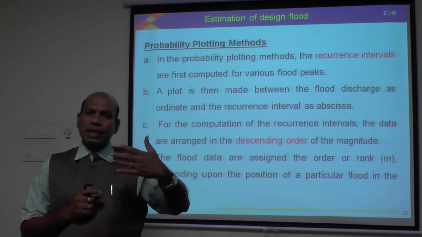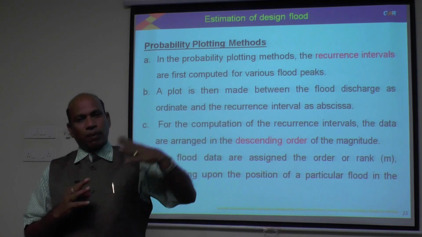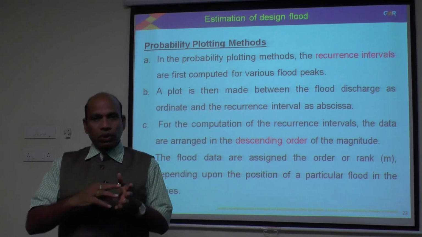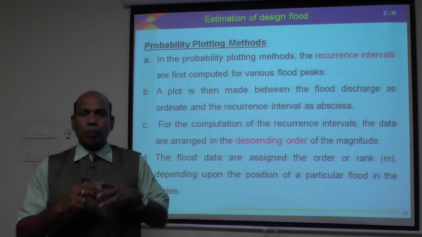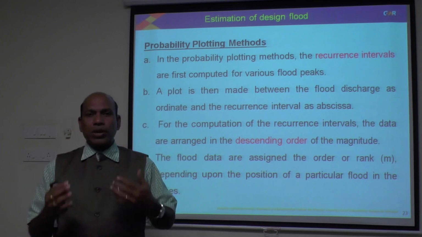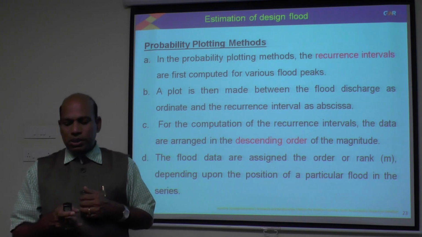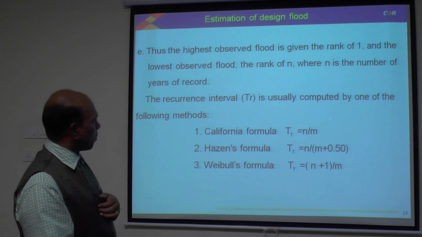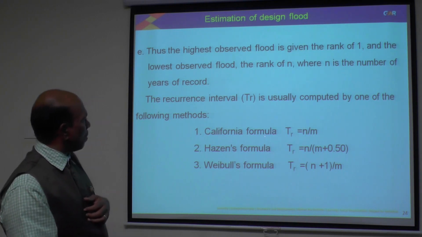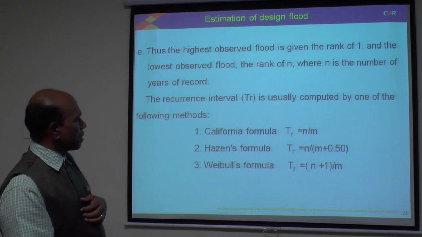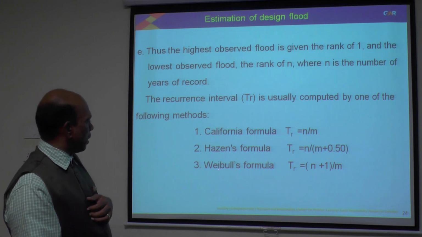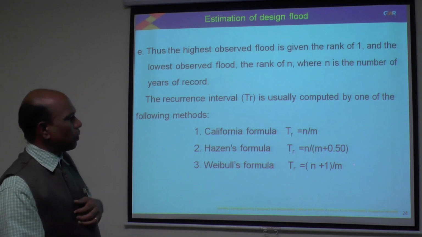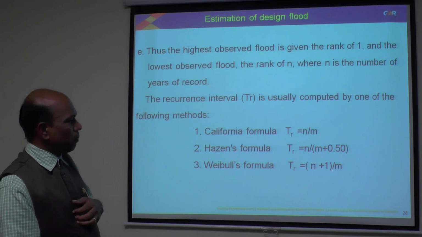They directly give the peak discharges of the past 20 to 30 years of data, but they have not given the recurrence interval. So based on the floods given, we determine the recurrence interval by using a formula. Generally we use 3 formulas for the determination of the recurrence interval: one is the California formula, that is TR is equal to N by M, then Hazen's formula and Weibull's formula. These are the formulas generally used for the calculation of the recurrence interval. The Weibull formula is TR is equal to N plus 1 by M.